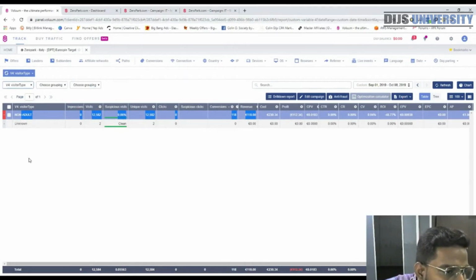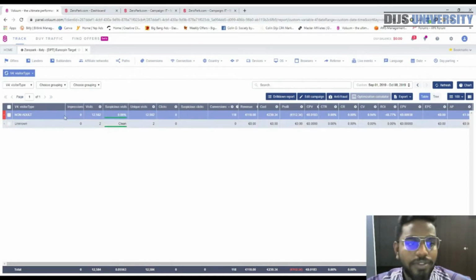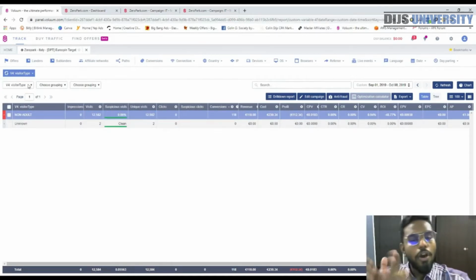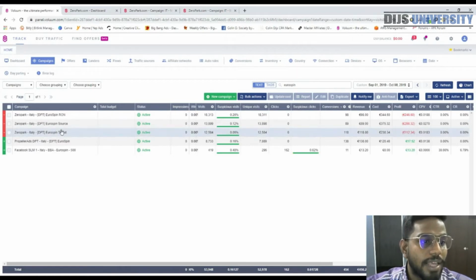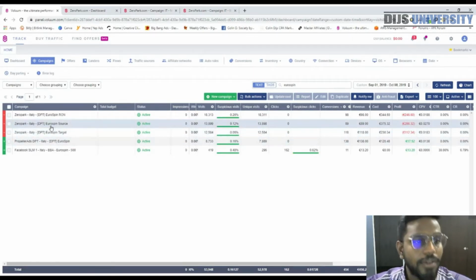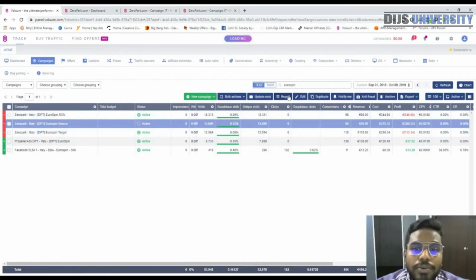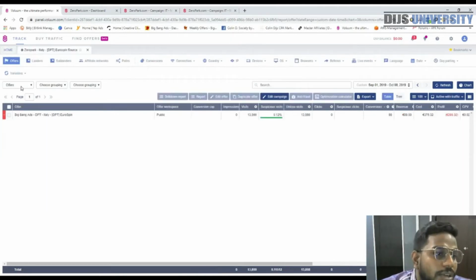Where was the one that I was looking for? Source, right? Yes, I was looking for source. I'm done with source. So you can check a lot of data with the volume tracker, and the same thing that you have to do with the other campaign. We were checking out target. You can actually go to source, you can go to report, and then you can do the same thing that you did over there.